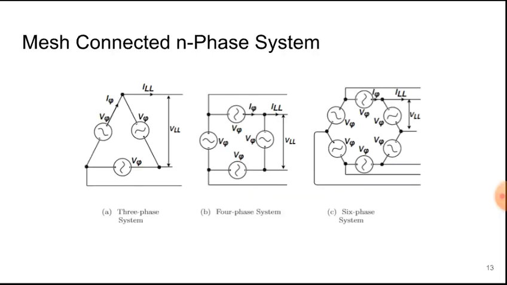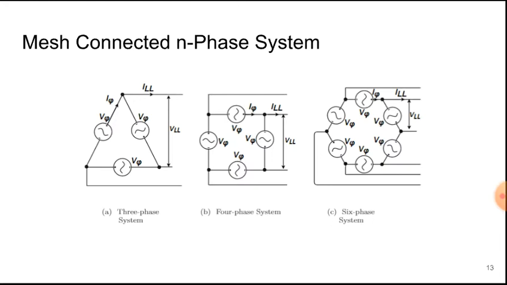How about for a mesh connected N phase system? They are different from the star connected. Why? Because in star connected, there's a common point. Here in a mesh connected system, there's no common point. This system creates a loop. That's why it's called a mesh. They are connected at each one, and they form a geometric loop figure. The line terminals are then tapped on each phase terminal.